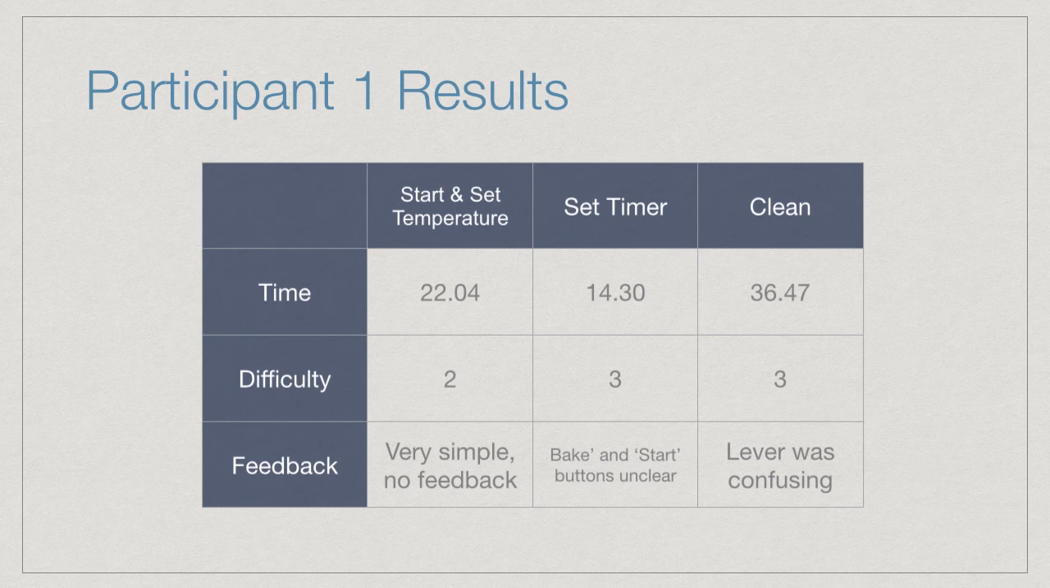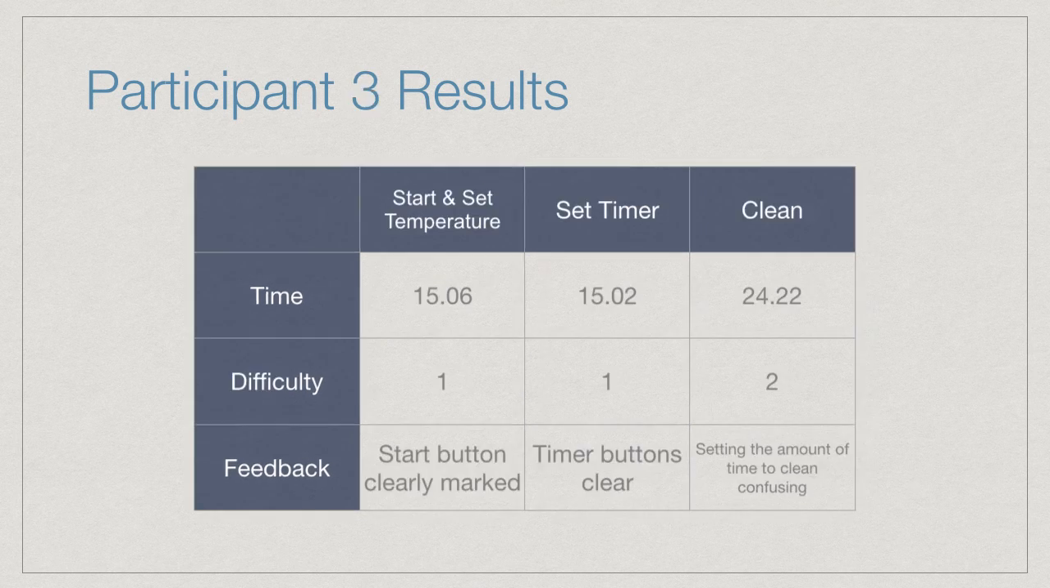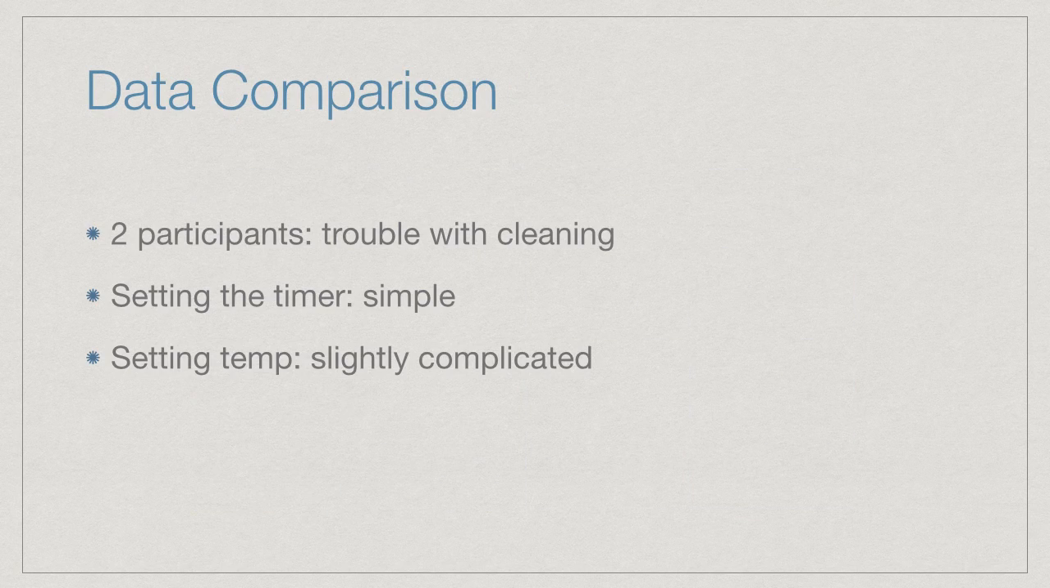So here we have data tables for participant 1, participant 2, and participant 3. As you can see, we've organized the table by the kinds of data we collected and by the different tasks that we tested. After comparing the data for each of the participants, we noticed that 2 of the 3 participants had the most trouble with cleaning the oven. They felt that using the cleaning lever was kind of ambiguous and confusing, as well as how to set the time for how long to clean the oven.